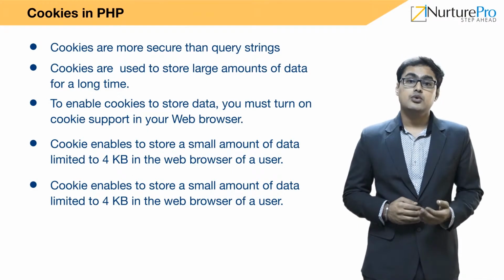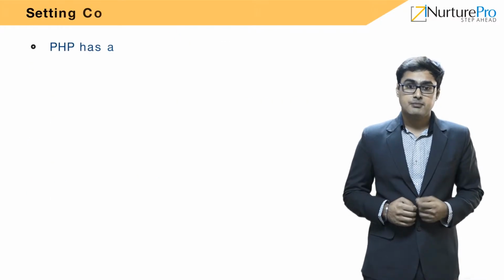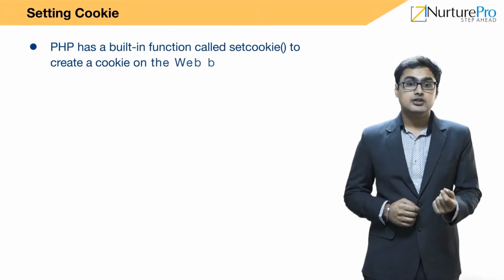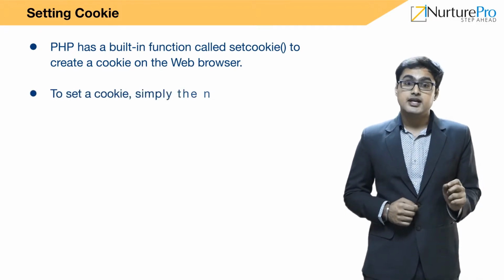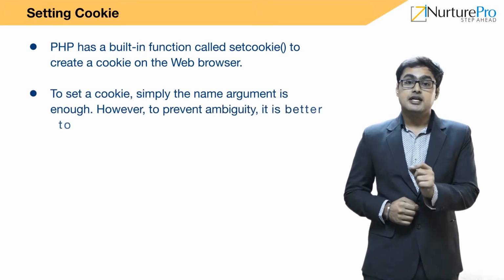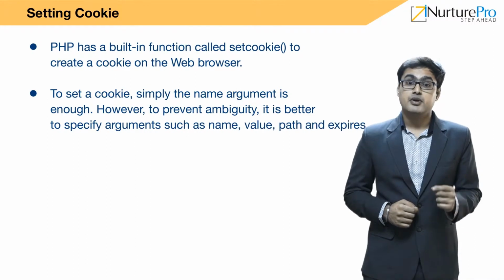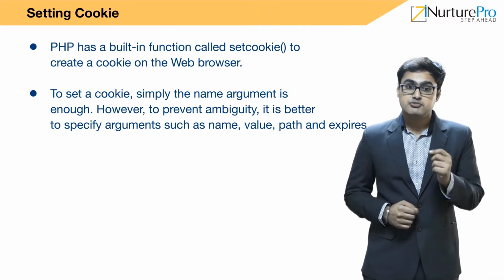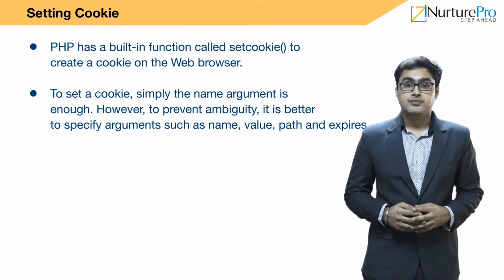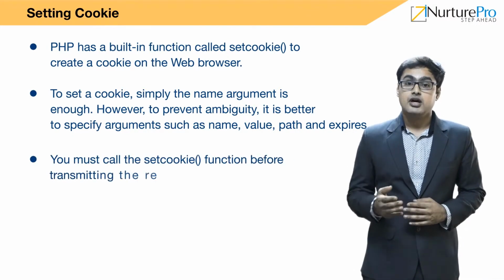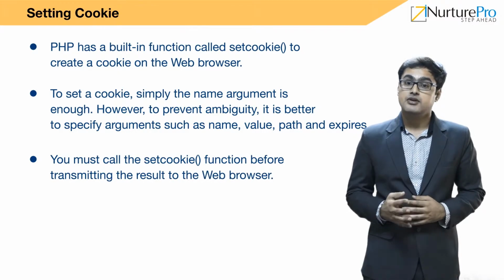Next, let's see how to set up a cookie in PHP. PHP has a built-in function called setcookie to create a cookie on the web browser. To set a cookie, simply naming the argument is enough. However, to prevent ambiguity, it is better to specify arguments such as name, value, path, and expires. You must call the setcookie function before transmitting the result to the web browser.